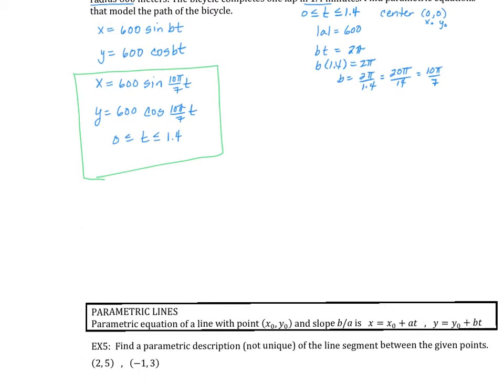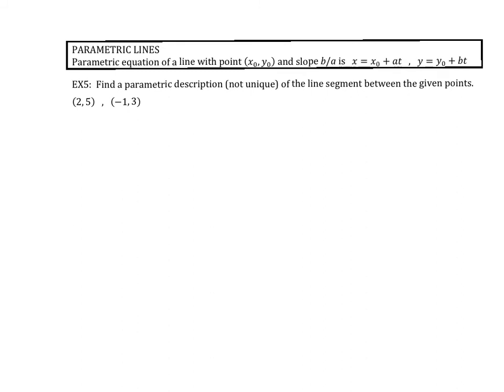Well, let's move on from circles to parametric lines. When we talk about a parametric line, remember a line needs a point and it needs a slope. So our point is going to be just any point x sub 0, y sub 0. And our slope is going to be written as a fraction b over a. So one way that we can write the parametric equation of a line is the x value equaling x sub 0 plus at, the y value equaling y sub 0 plus bt.